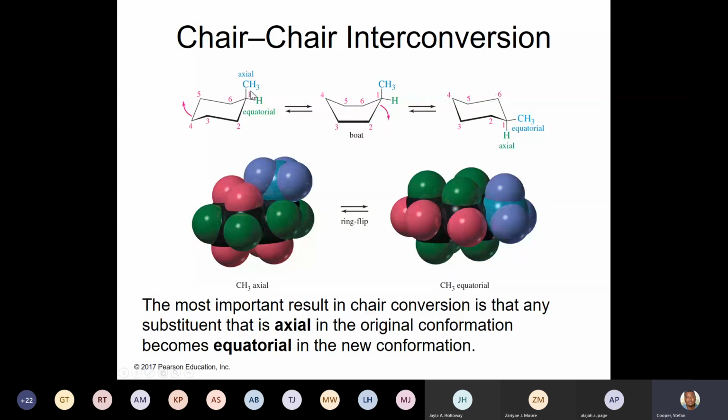So if I look at my first chair conformation and look at this methyl group, this methyl group is going to be in this axial position. Always, this happens in every ring flip. When I flip from this chair to the next chair, now the methyl group substituent is going to be in an equatorial position. So that's the first thing that you want to start to put together when you do ring flips: if a substituent is axial in one ring, when I flip it, it's going to be in the opposite position. It's going to be equatorial now.